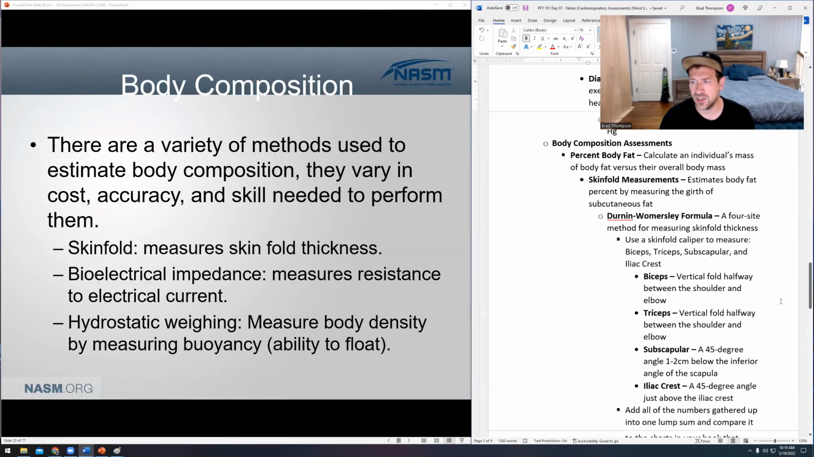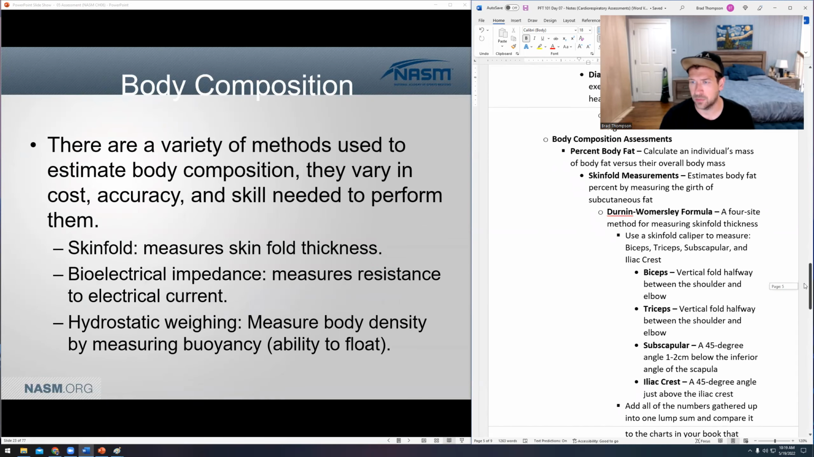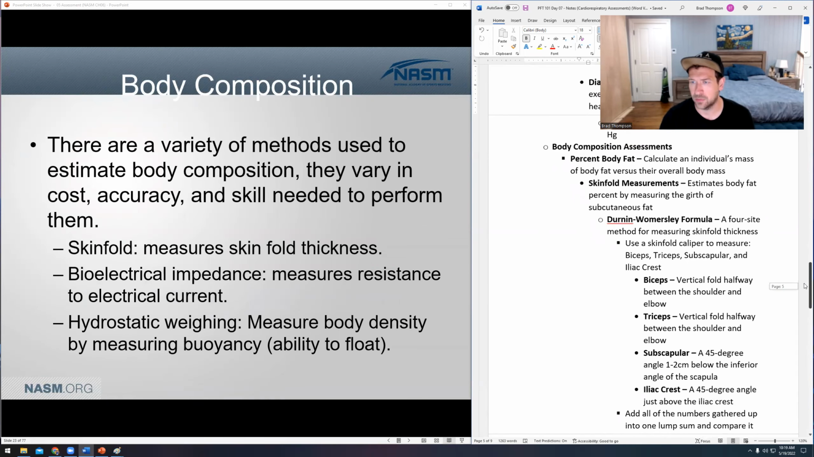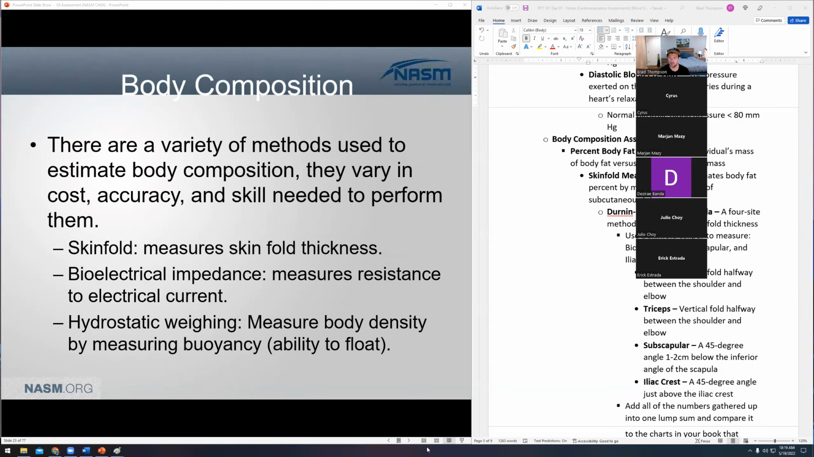Okay, any questions on heart rate or blood pressure before we move into some of the body composition stuff? No, thank you. All righty.